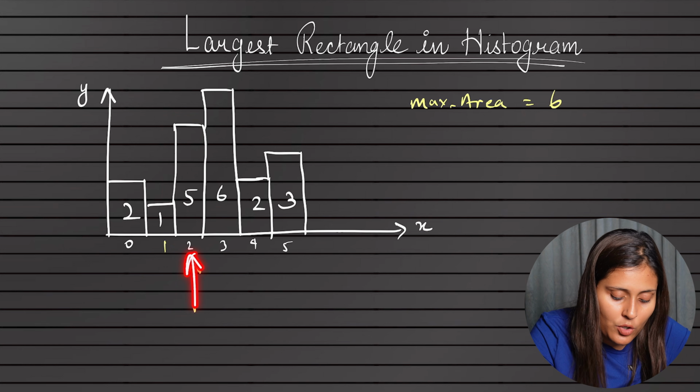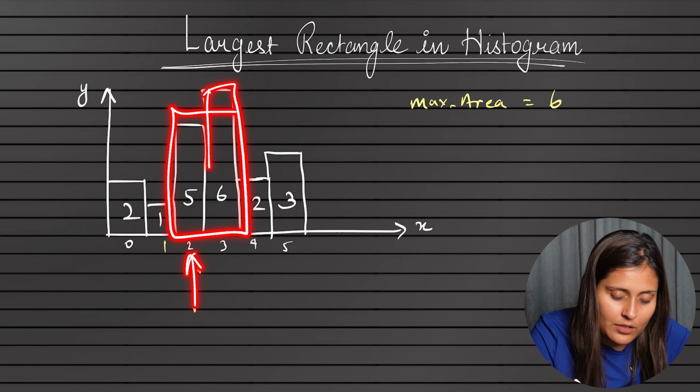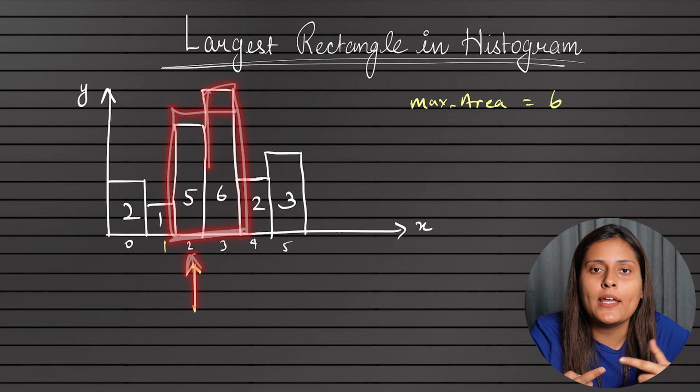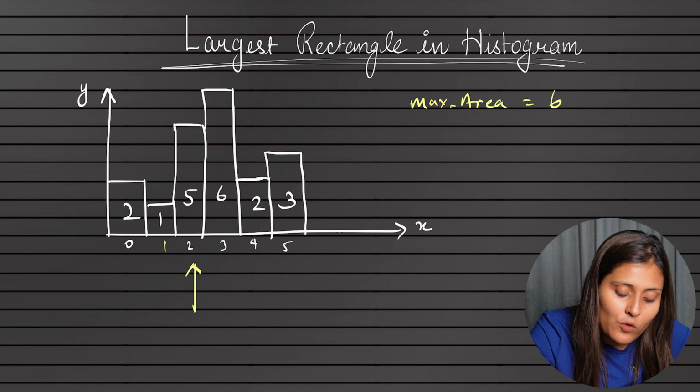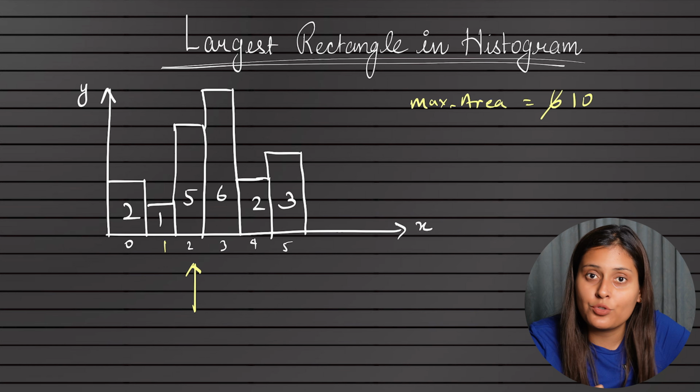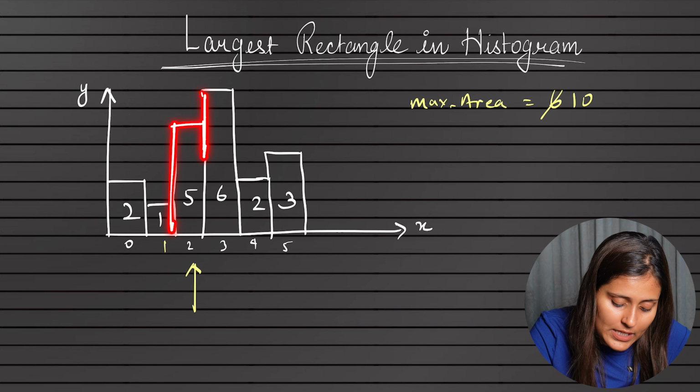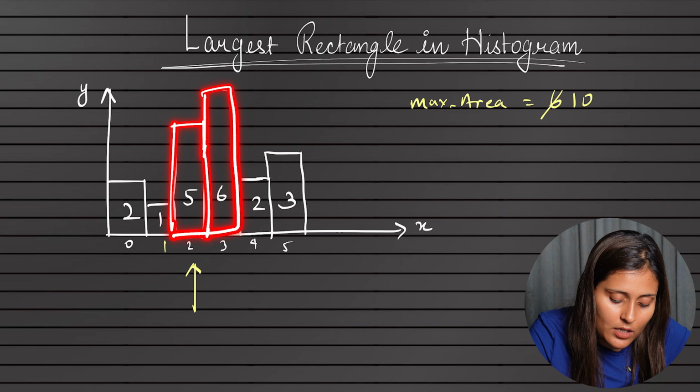Now for 5 we will go ahead. What is the minimum height in between? 2, 5, and width 2, multiply, area 10, and now we can say yes, we got the maximum area, so we will update this. Okay, so for 5 with the help of 6 we have got maximum area 10.